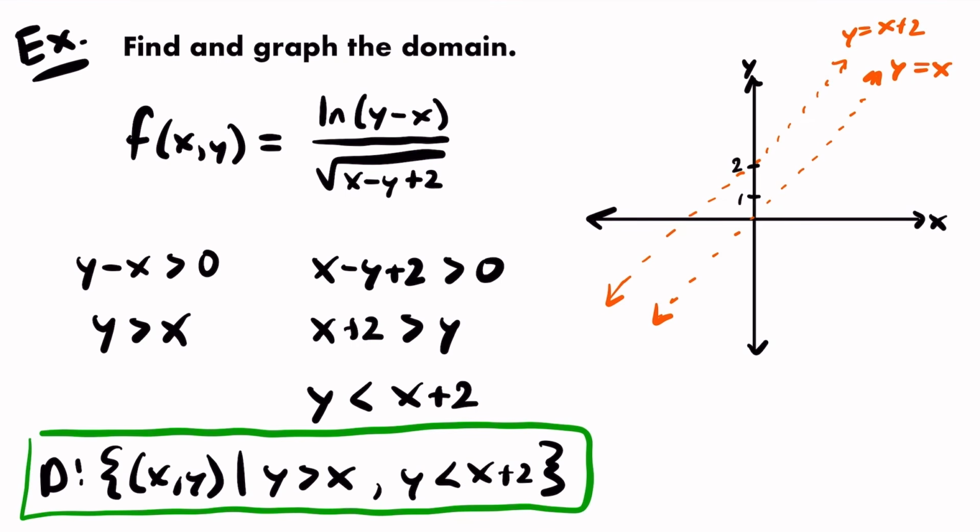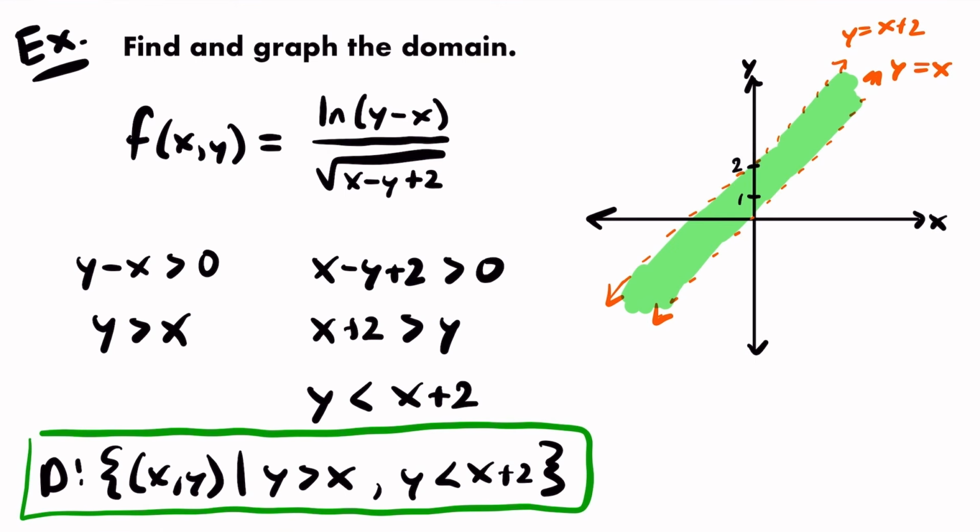So what we're looking at here for the domain are the values of x and y between these two lines, right? Y greater than x is the region above this line, and y less than x plus 2 is the region below this line. So the shared space, or the overlapping of those two inequalities, is this region right in here. So you want to shade that in. That would be the domain of this function.